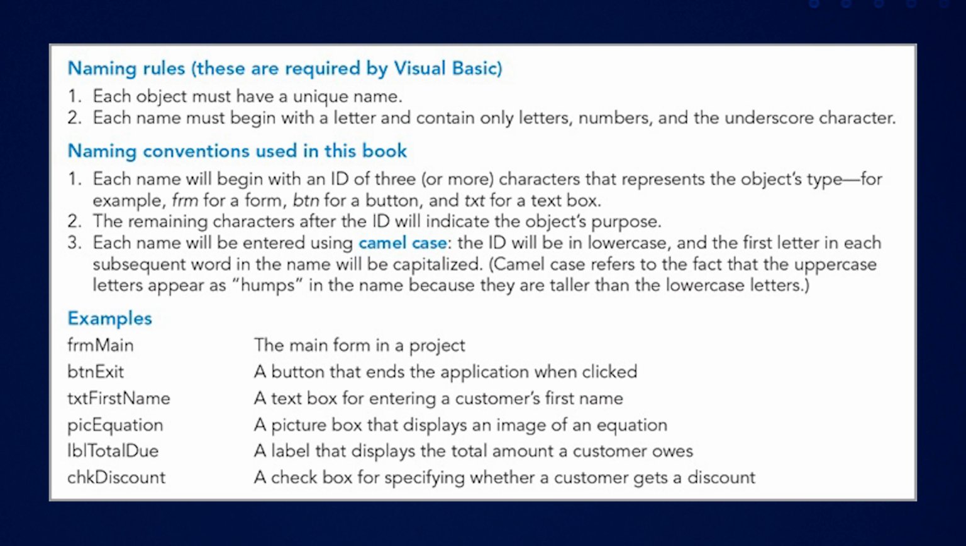Typically, you'll only name objects that you'll use in your code. Things like buttons, picture boxes, and forms usually get a custom name, so you can easily reference them when writing instructions.